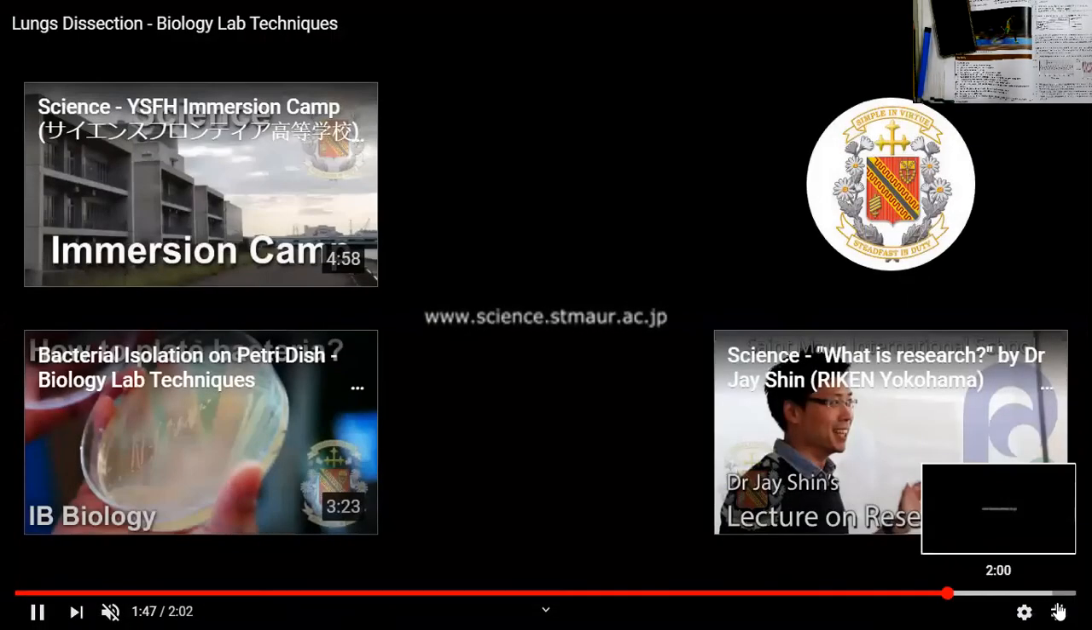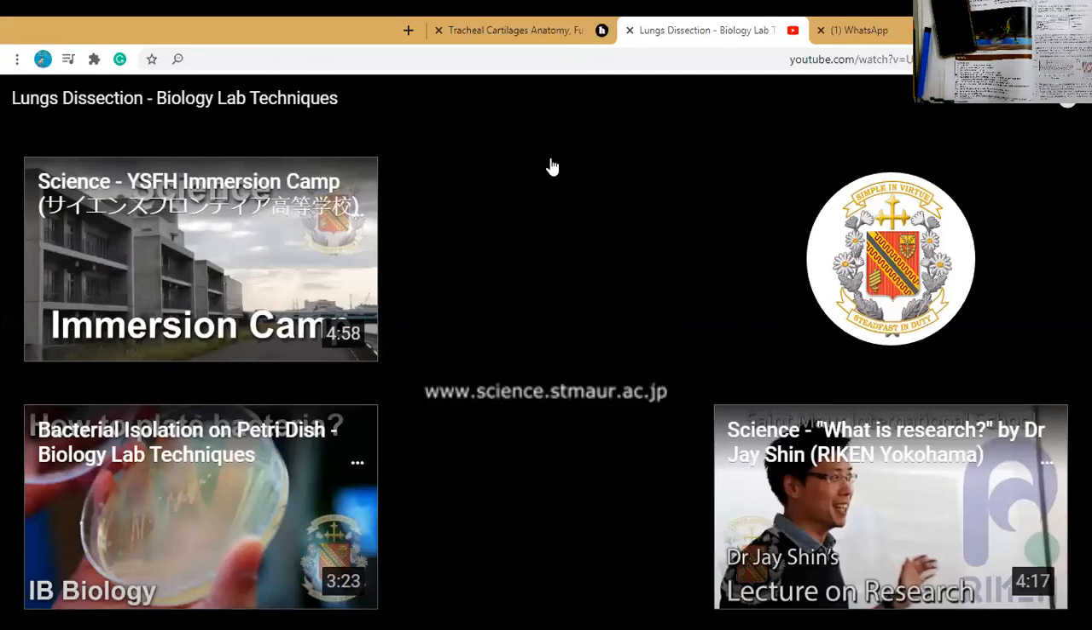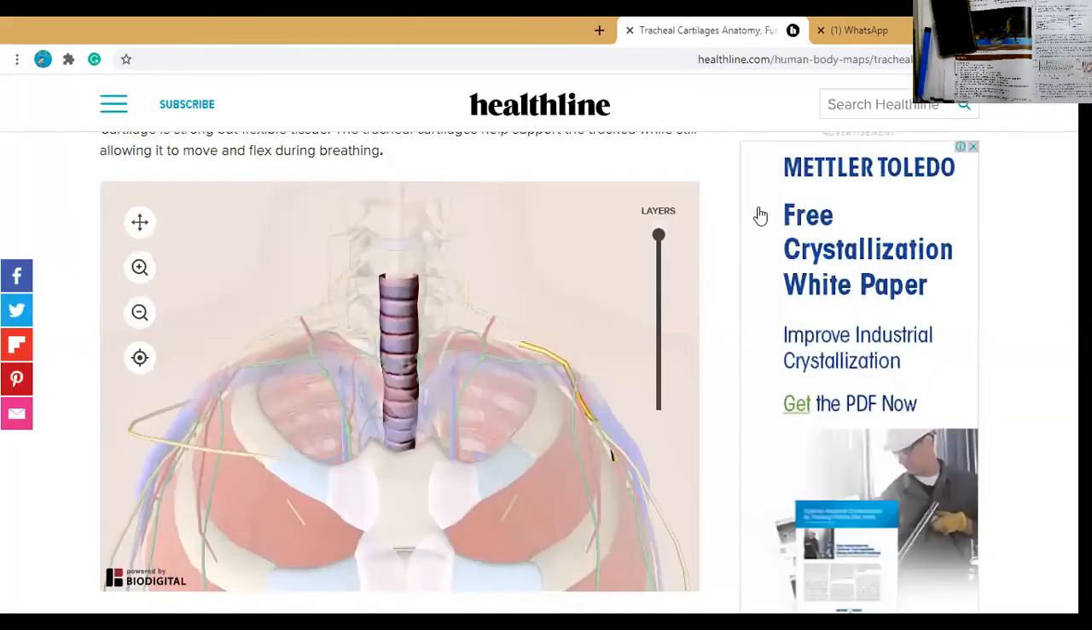So I found this really helpful, so I thought of sharing it with you. Yes, these are real lungs. The lungs have no muscles; they only have elastic fibers, so they just get inflated and deflated real quick.